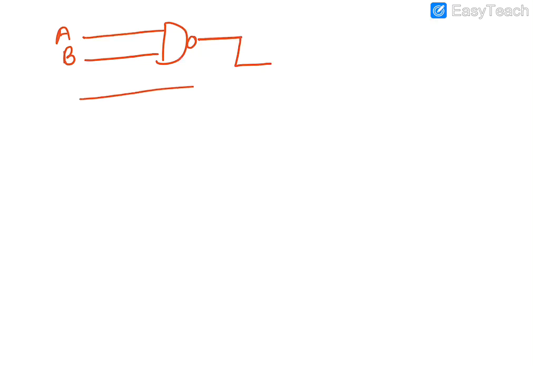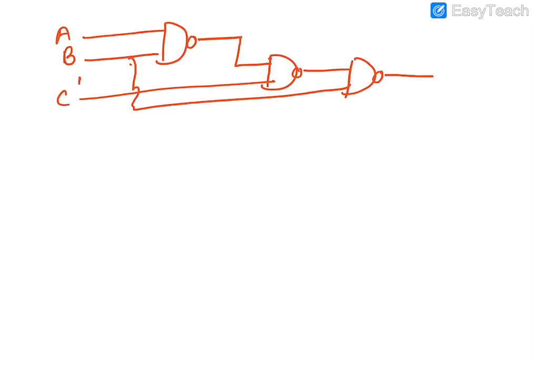Suppose we have a circuit of NAND gates. It has inputs A, B, C prime. So what will be the output in this case? Let's say we have again the output F here. So at each level of the gates you will write the output.